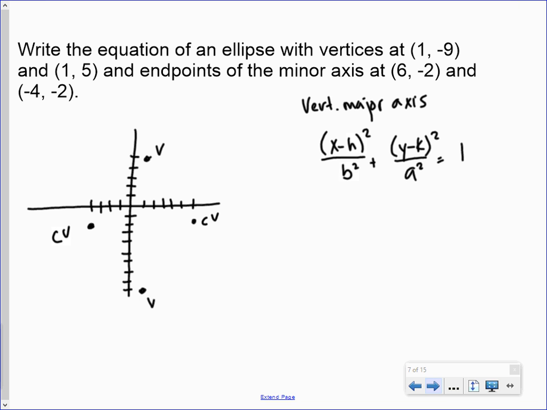Can you get any other information besides which equation to use from the drawing that you have? Have a quick chat in your groups. What kind of information could you get from those 4 points you just plotted? Do it real quick. See what we can come up with.